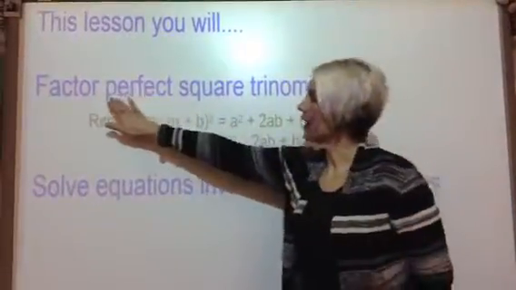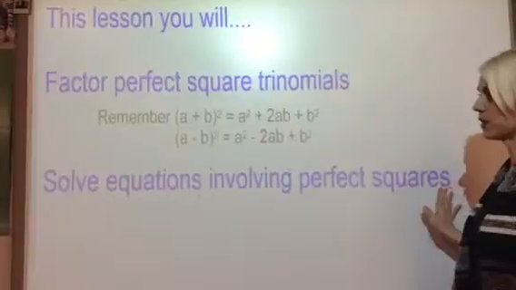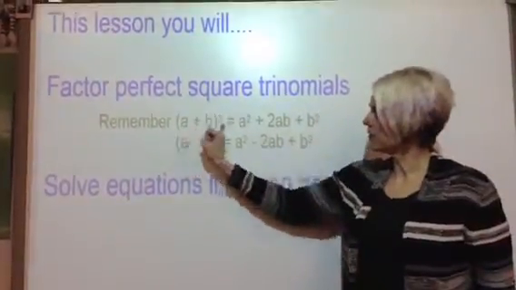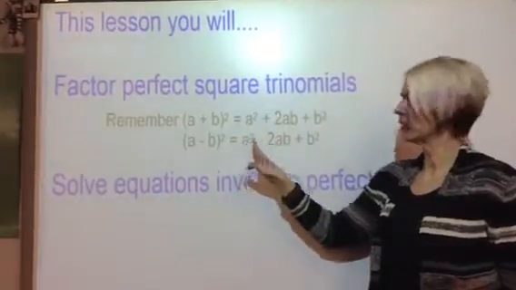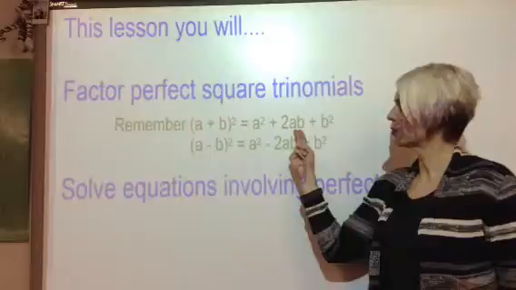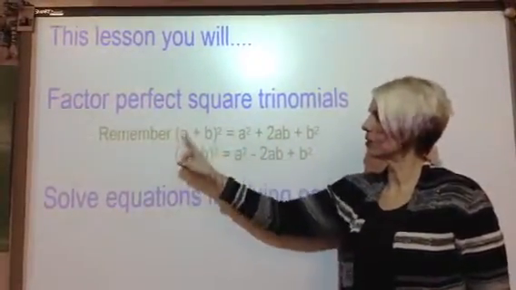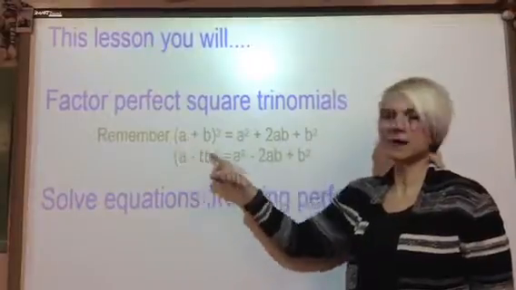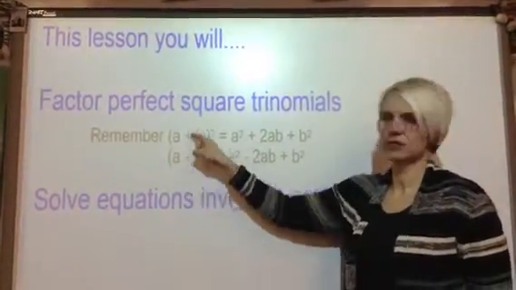In this lesson, you will factor perfect square trinomials and solve equations involving perfect square trinomials. So if you look at the perfect square trinomial, if it is in this pattern where the first term is a perfect square, the last term is a perfect square, and the middle is the product doubled, then you can factor it as a perfect square trinomial, a plus b quantity squared or a minus b quantity squared. Remember, the sign of the middle term is what determines your sign here.